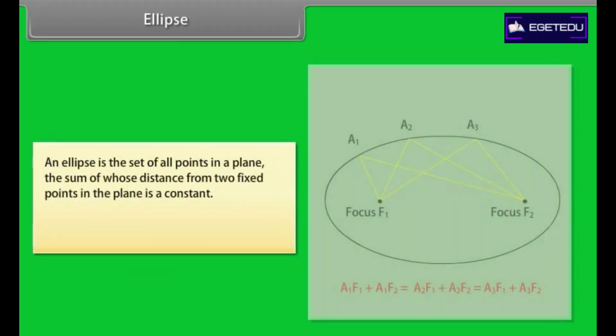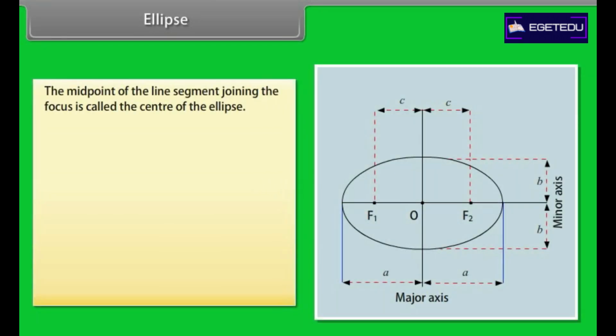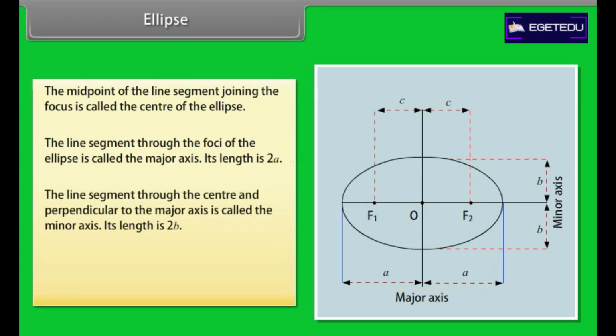Ellipse. An ellipse is the set of all points in a plane, the sum of whose distances from two fixed points in the plane is a constant. The two fixed points are called the foci of the ellipse. The midpoint of the line segment joining the foci is called the center of the ellipse. The line segment through the foci of the ellipse is called the major axis. Its length is 2a. The line segment through the center and perpendicular to the major axis is called the minor axis. Its length is 2b.